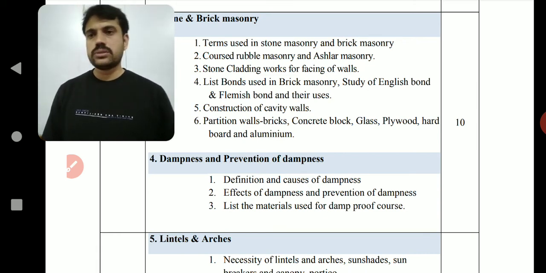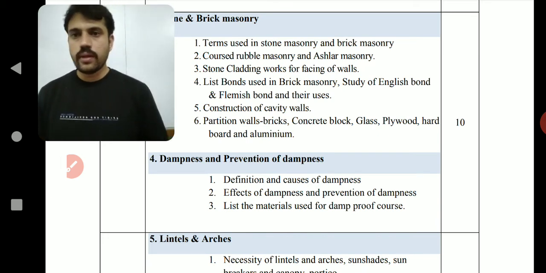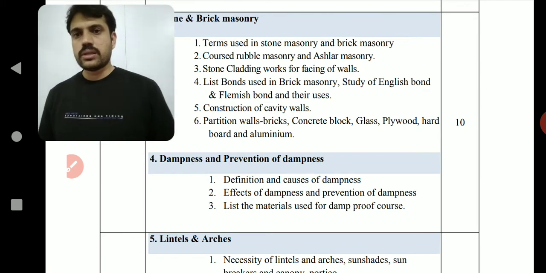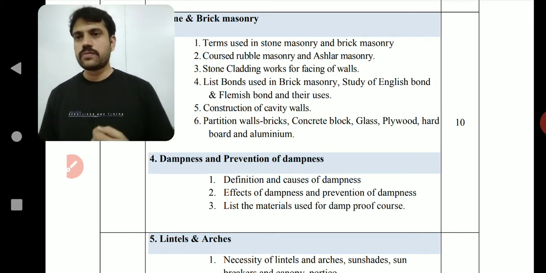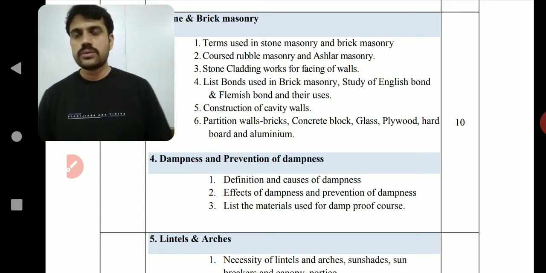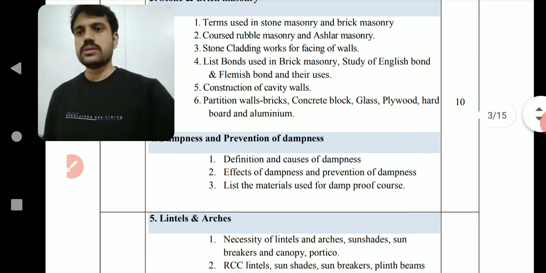That means moisture content will be there. Due to that reason, the fungi will grow in that particular area and will disintegrate the concrete. So this is one of the biggest problems in case of buildings. So we are going to define the dampness, the effect of dampness and prevention of dampness. We are going to list the different types of damp proof materials. So we are going to learn that.